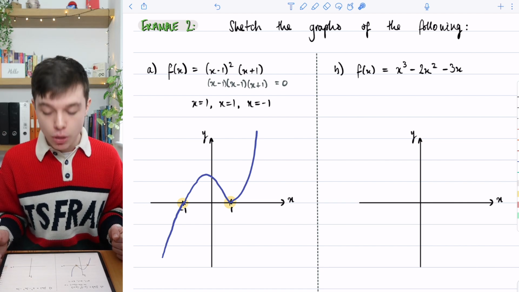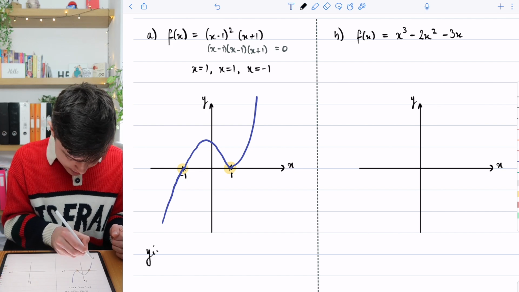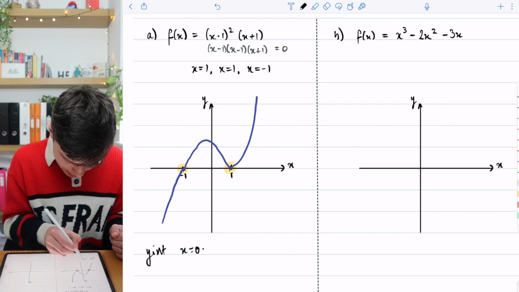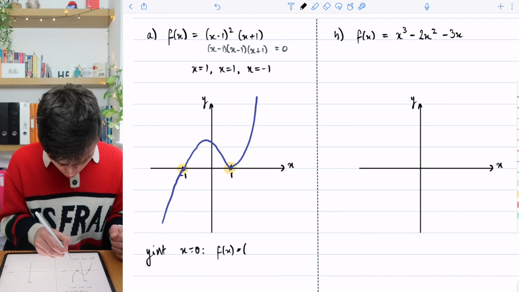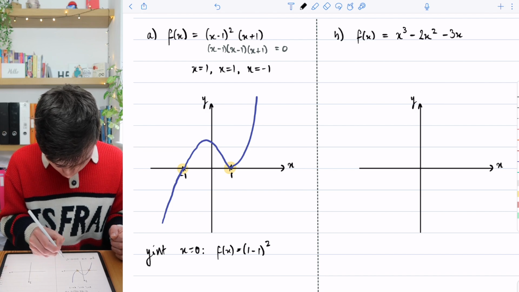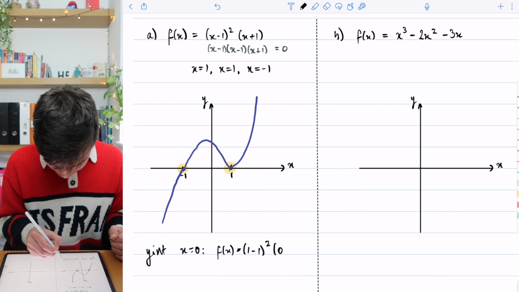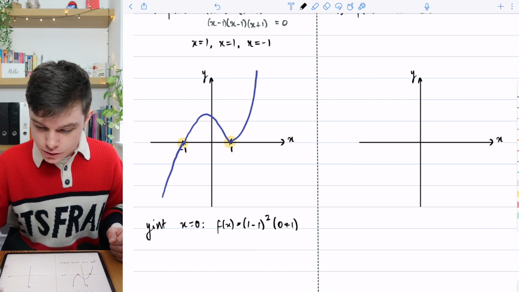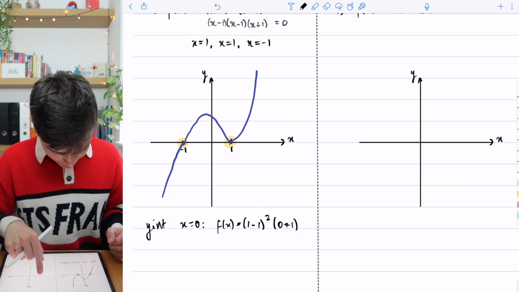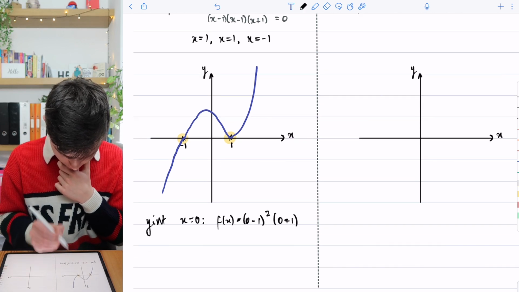And again, we can think about the y-intercept. So the y-intercept, let's think about that, is when x is equal to 0. So we will have f of x is equal to 1 minus 1 squared. And that will give me 0 plus 1. So I'm just thinking, have I drawn this correctly? Because it does have... why have I got that? Let me think. We're putting 0 in. Oh, I've put 1 in. There we go. Knew something was not right there.